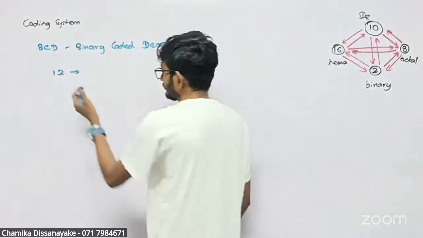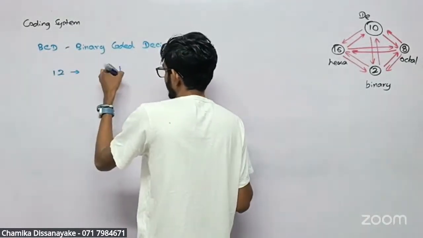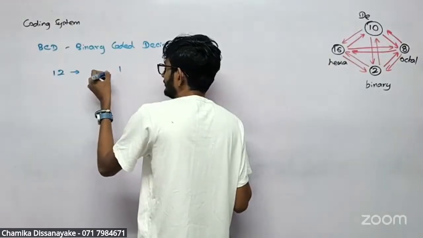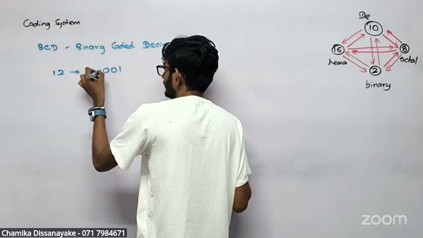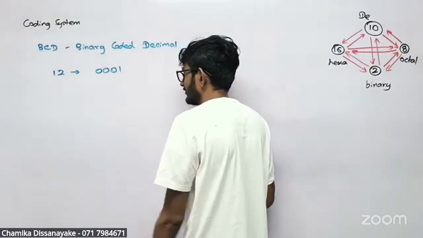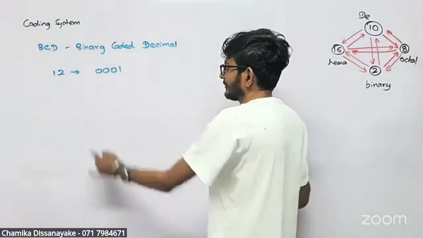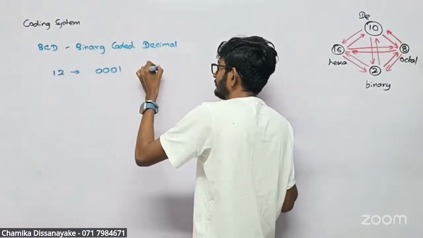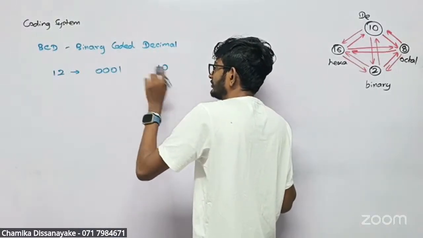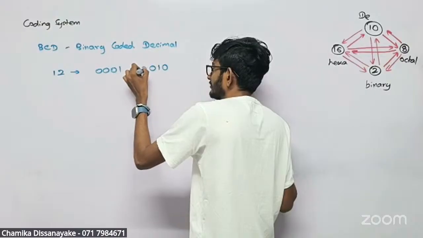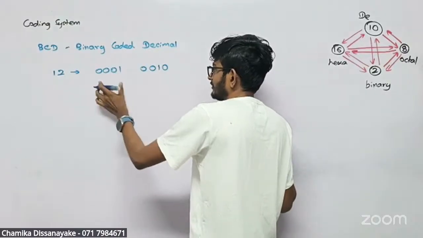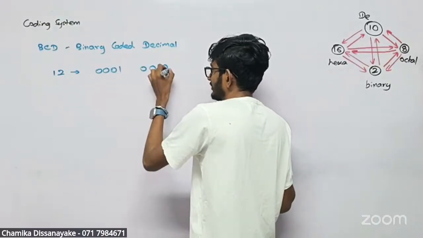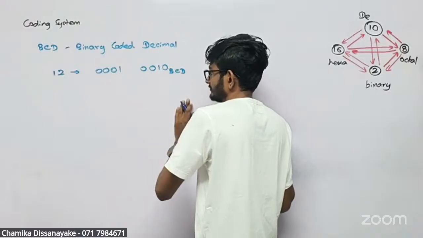If we convert 1 into binary, the value will be 1. We need to write it with 4 bits, so we can use 3 bits in front. Number 2, when we convert number 2 into binary, the value will be 1 0. We need to use 4 bits, so we can use 0 0 here. So this is the number 12. Okay, we need to write BCD like this.